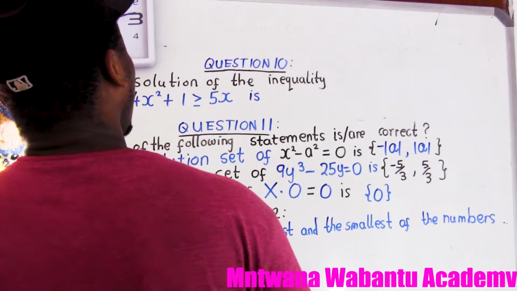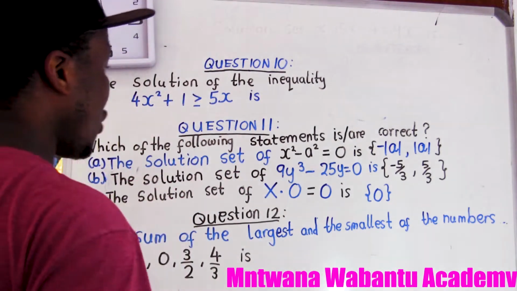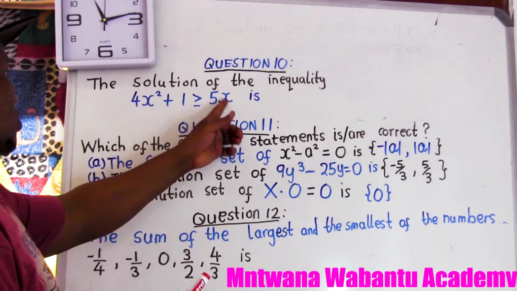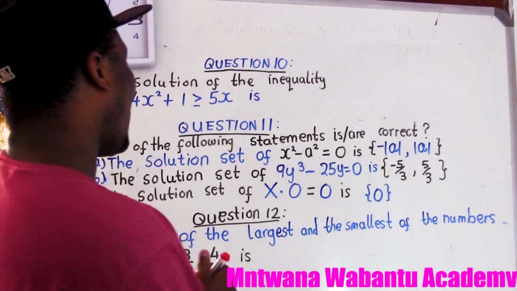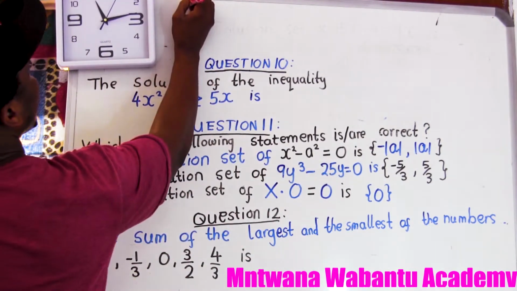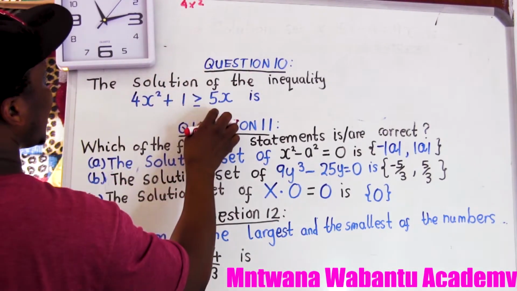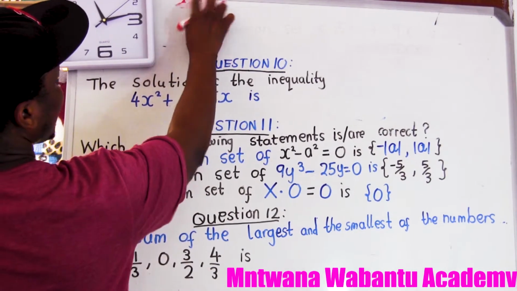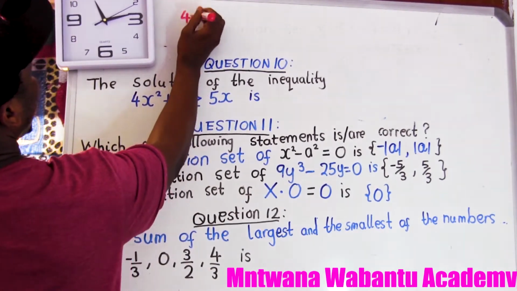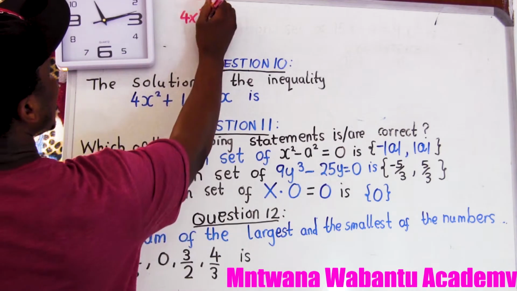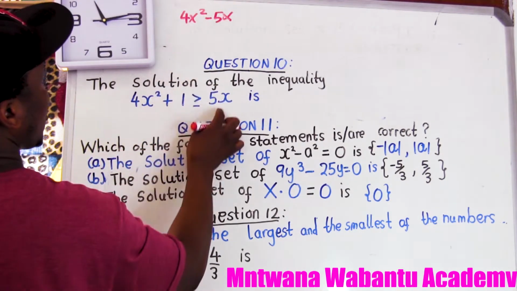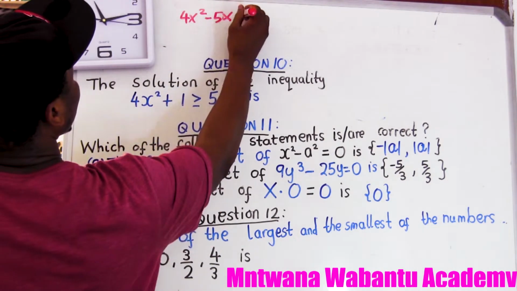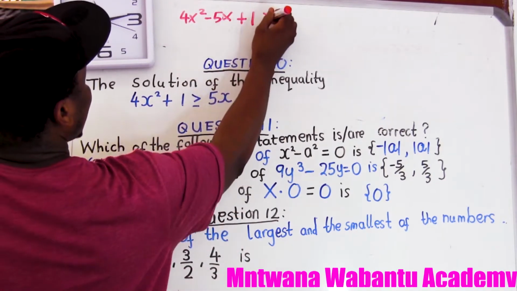So how do you do it? First and foremost, you have to solve it as a quadratic. So this is going to go to the left. It's going to be 4x squared, and then this comes back, it's going to be minus 5x, go over the inequality sign, and then plus 1. And then we have greater or equal to 0.